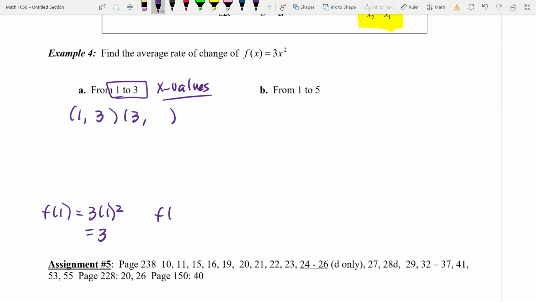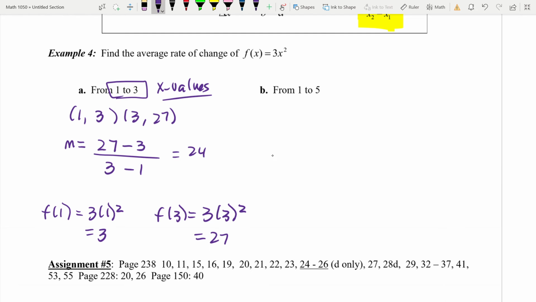The next one is f of 3 equals 3 times 3 squared. 3 squared is 9. 9 times 3 is 27. So that goes right there. And now I'm just going to find the slope. So the formula is m equals, take the second y, 27, subtract the first y, 3, over the second x, 3, minus the first x, 1. So that's going to give me 24 over 2, and you always have to simplify that as far as you can, so the answer is 12. Okay, let's do the next one.